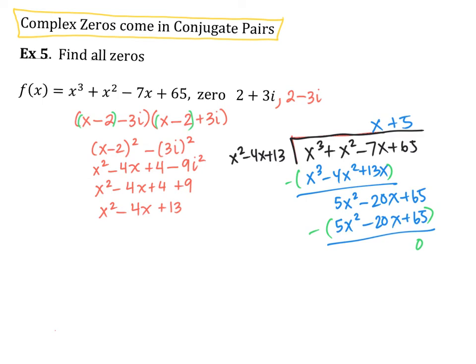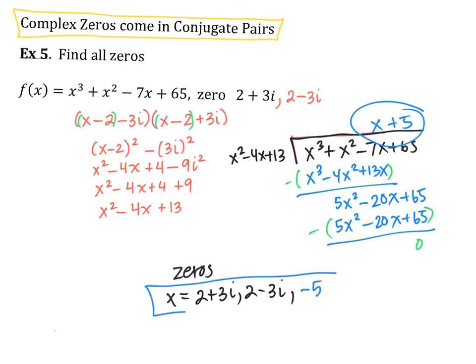Okay, it says find all zeros. This is degree 3, I'm going to get 3 zeros. For my zeros, I got x equals 2 plus 3i because it was given to me. I got 2 minus 3i because I knew they came in complex conjugate pairs. My last 0 comes from this: if x plus 5 is a factor, then negative 5 is a 0. So those are all 3 zeros, and I got 3 zeros because it was degree 3.